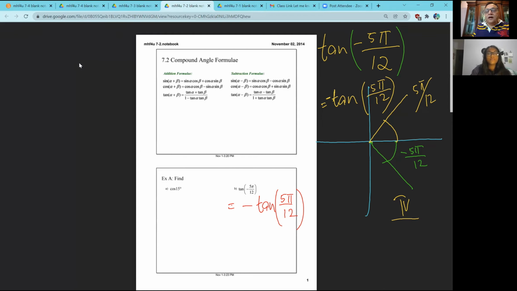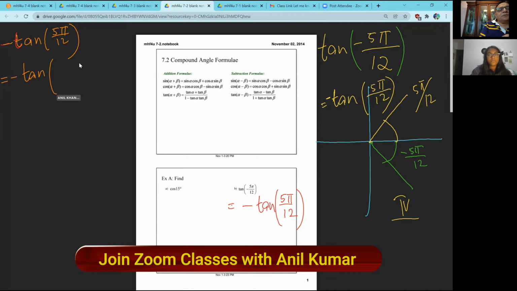That's the whole step. Now, we have to write 5 pi in terms of some combination which gives you exact values. Like if I write this as 3 and 4 and 1, 3 and 2, something like this, 3 and 2 can work for us, right? So look here, we have minus tan 5 pi by 12 is equal to minus tan, I could write 5 pi as 3 pi plus 2 pi, correct?